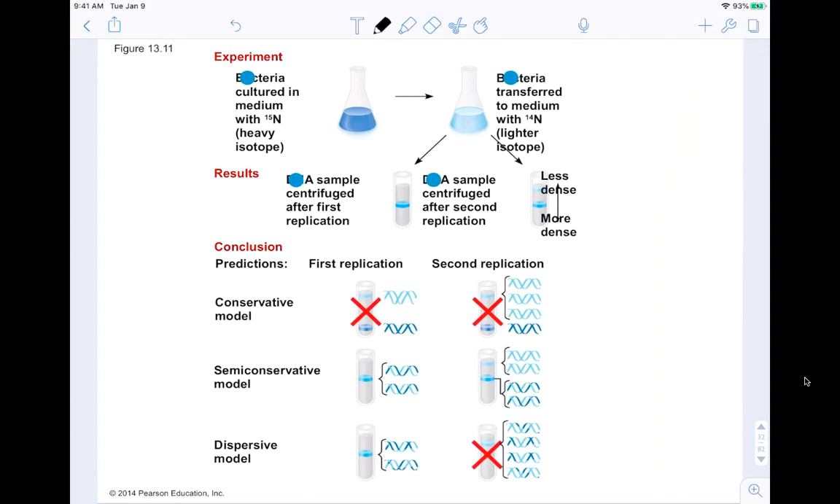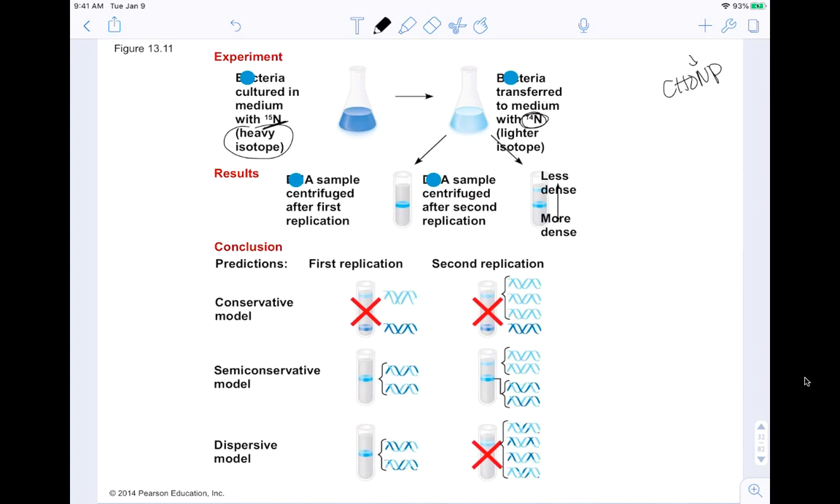Okay, so this is the experiment of Meselson and Stahl. Basically they have bacteria that they grew in a medium that had a heavy isotope of nitrogen. And then they transferred that to a medium that had a lighter version of nitrogen. So basically the bacteria, as it's pulling from the environment or within itself to incorporate nitrogen into its CHONP that makes up DNA, that nitrogen is either going to be light or it's going to be heavy.